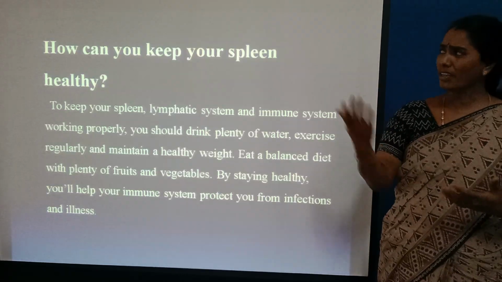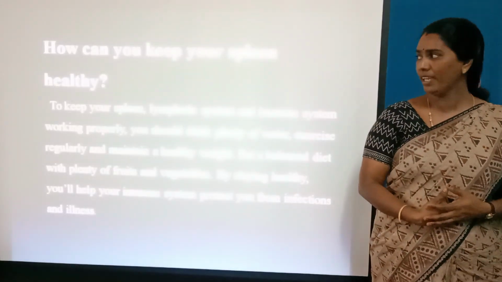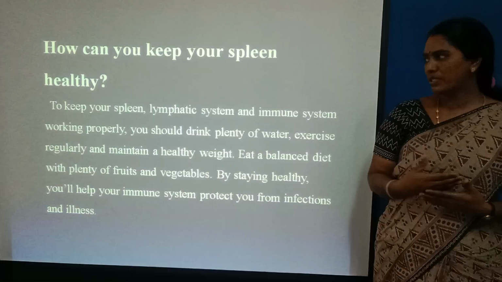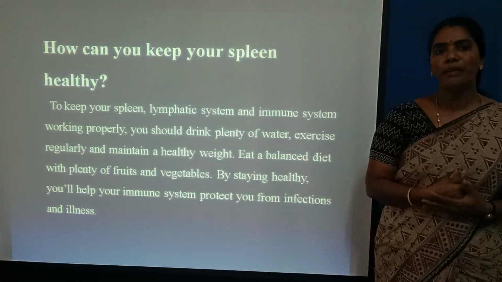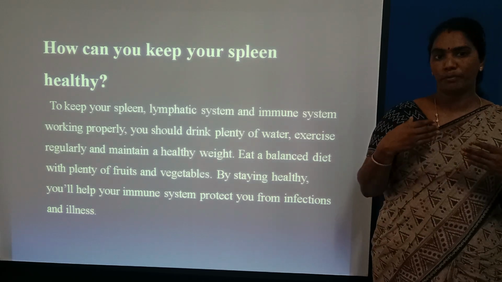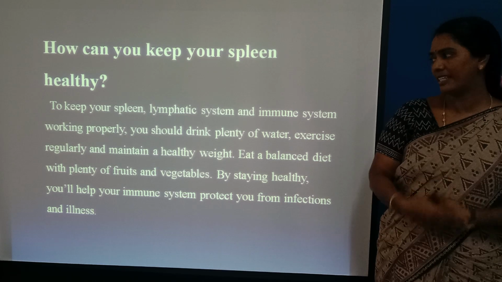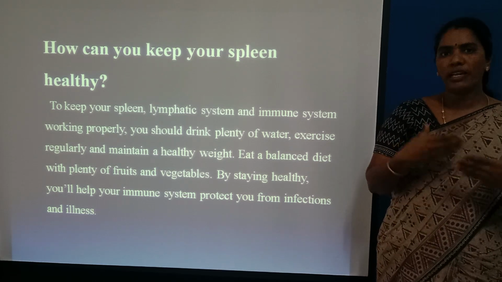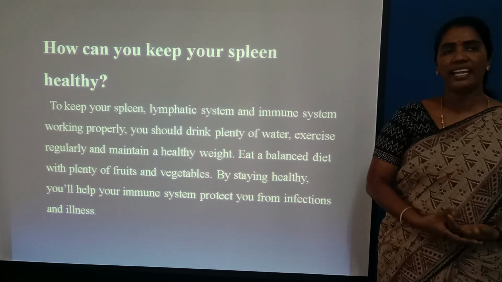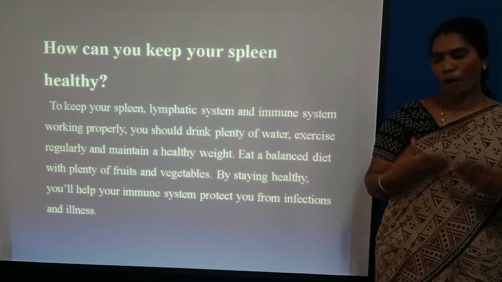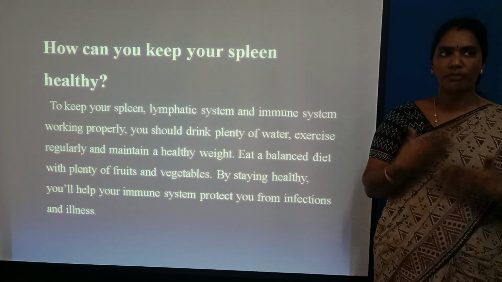Next, how can you keep your spleen healthy? To keep your spleen healthy and your lymphatic system and immune system working properly, you should drink plenty of water, exercise regularly, eat a balanced diet with plenty of fruit and vegetables, and maintain a healthy weight. By staying healthy, you will keep your immune system working properly. You are protected from infections.